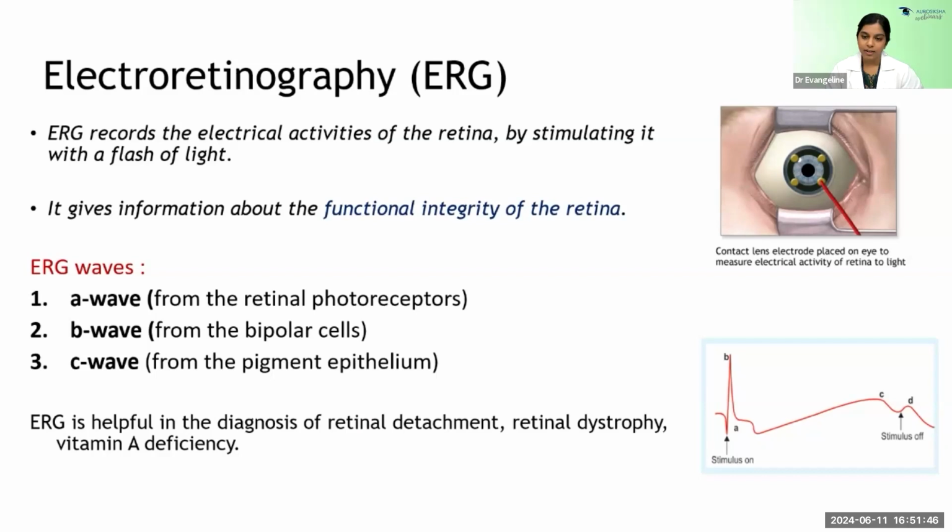Electroretinography. It records the electrical activities of the retina by stimulating it with a flash of light. It gives information about the functional integrity of the retina. There are three waves in the ERG. A wave is from the retinal photoreceptors, B wave is from the bipolar cells, and C wave is from the pigment epithelium. ERG is helpful in the diagnosis of retinal detachment, retinal dystrophy, and vitamin A deficiency.